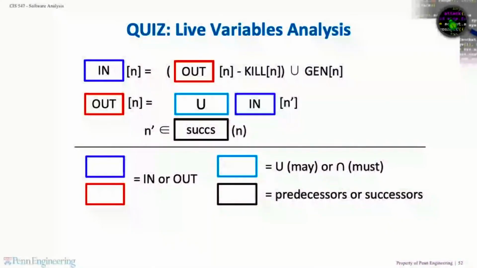Let's review the solution. Live variables analysis is a backward may analysis. It is a may analysis because it seeks to find live variables, variables that may be used along some path before being redefined. So, we fill in the purple box with the set union operator. This analysis propagates information about live variables backwards in the control flow graph. Hence, we instantiate the blue boxes with in sets, the red boxes with out sets, and the black box with successors.